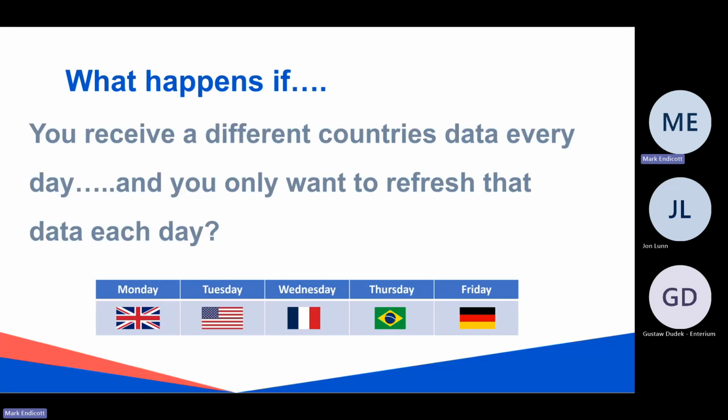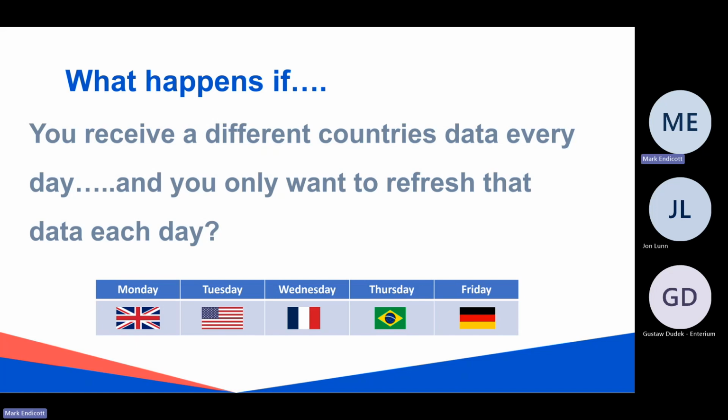But it's all good. So the last part of the presentation, we get into the real bit of it. And this is where I said we might want to partition by something other than date. The scenario is, what happens if you receive a different country's data every day and you only want to refresh that data each day? This is actually a client-specific scenario. They receive data on Monday from the UK, Tuesday US, Wednesday France, Thursday Brazil, Friday Germany. Their data is going all the way back to 1998, so there's an awful lot of it, and we do not want to be refreshing even a whole country's data every single day. We only want to refresh the data that has just arrived and come in.